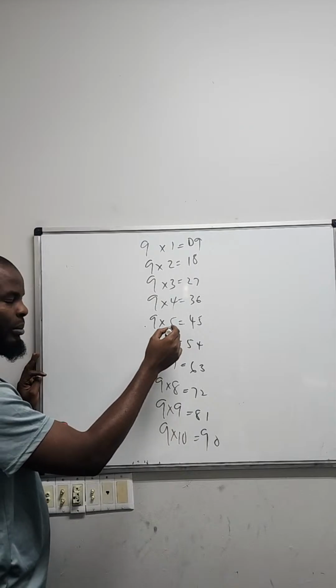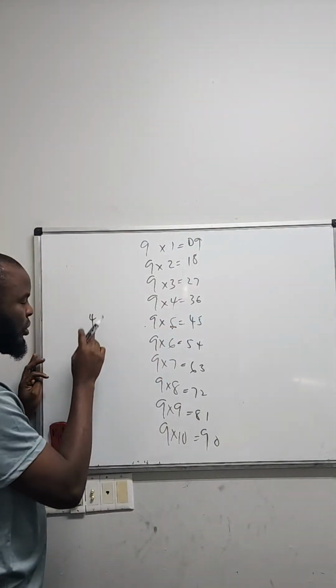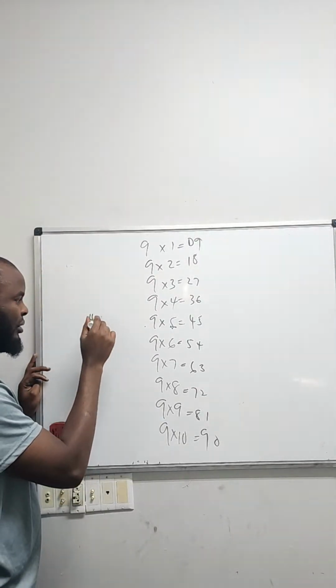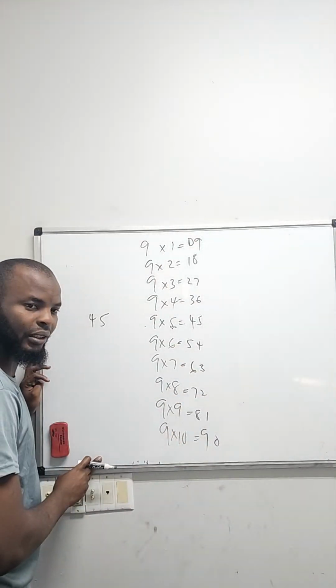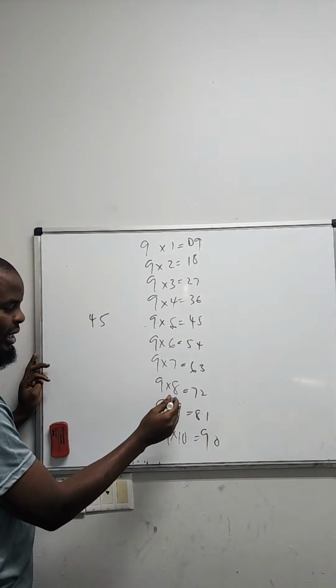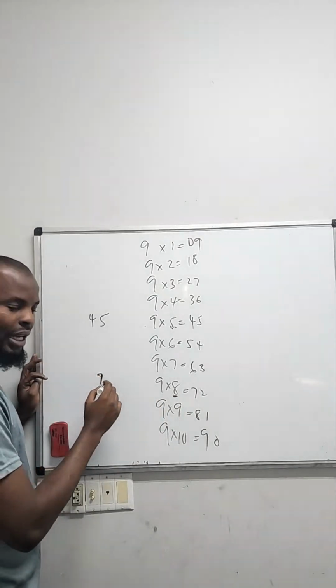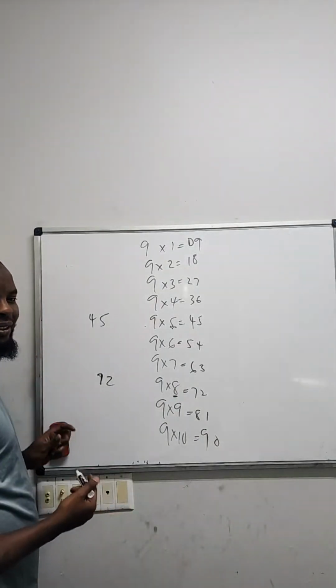You are multiplying by 5, right? Just subtract 1 from 5, which is 4. So what are you going to add to this to make 9? 5. So 4 plus 5. If you look at the addition of everything, it gives 9. Look at this, 9 times 8, right? Just take 1 out, which is 7. So what are you going to add to 7 to make 9? 2. So there's another one.